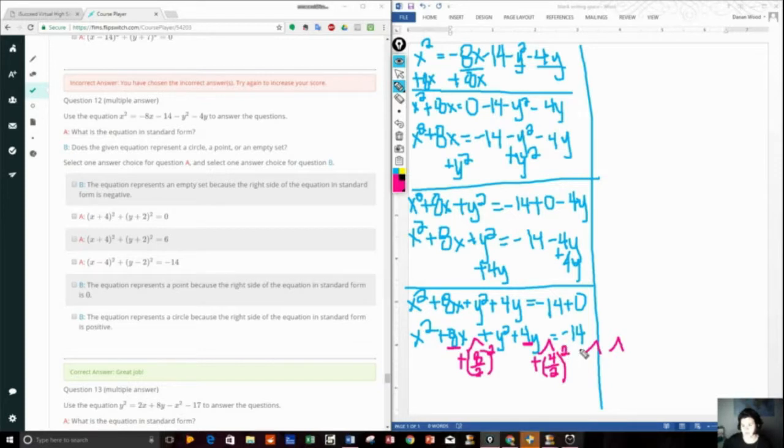And what you do to one side, like I said in question 13, you do to the other. I just ran out of room. So we're going to add 8 halves squared, and we're going to add 4 halves squared.